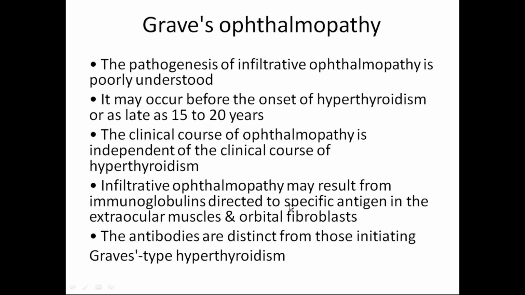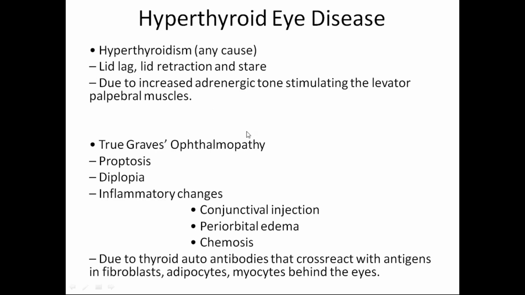Infiltrative disease may result from immunoglobulins directed to specific antigens in the extraocular muscles or orbital fibroblasts. Okay, this is what they say: antibodies are produced, and then inflammatory markers and infiltration behind the eyeball, in the adipose tissue and fibroblasts that are present, will cause your proptosis. Okay, the antibodies are distinct from those initiating Graves type hyperthyroidism. Okay, these are something different. Okay, in the eye disorder, there will be lid lag and lid retraction and a staring look, that wide open eyes look.